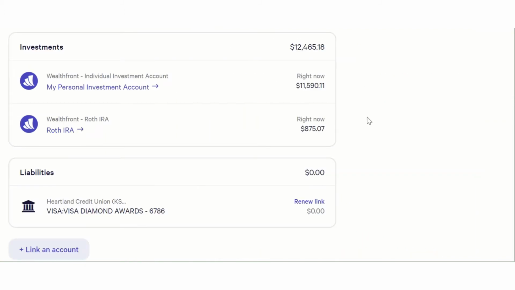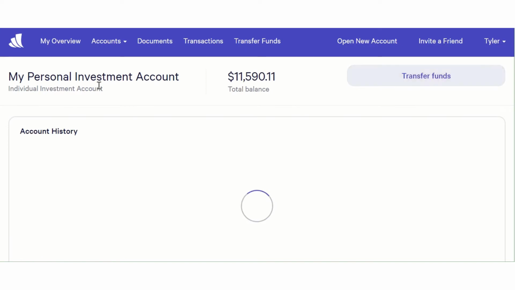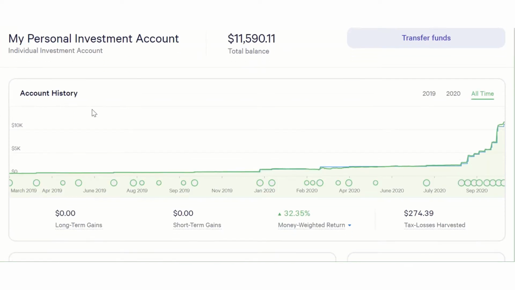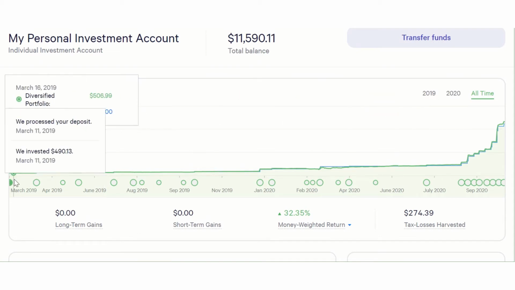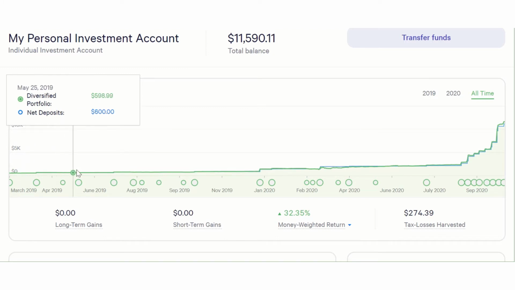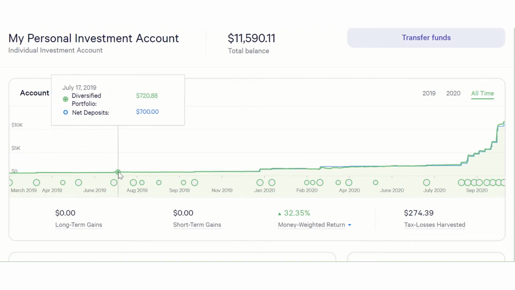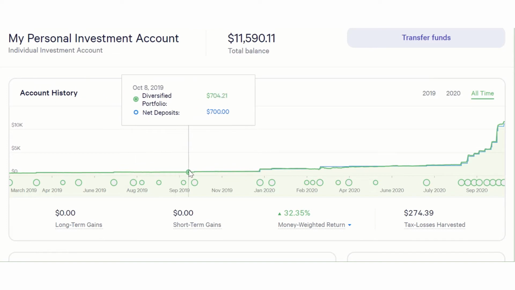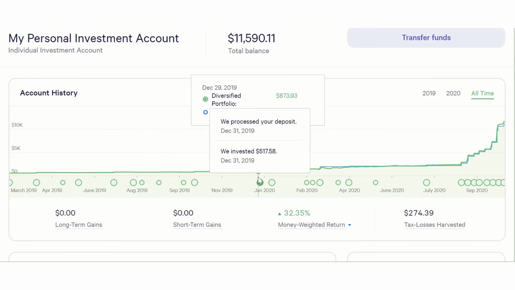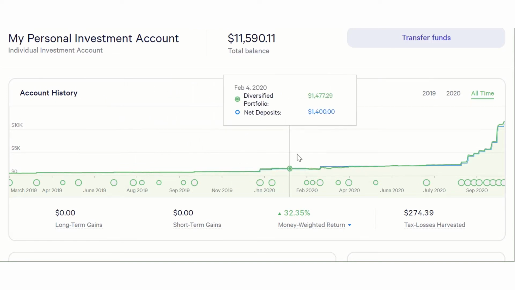What I like is the investment account. You can set it up to be either very conservative or less risk averse, so they can be more aggressive in how they are investing. And so over time, you can see how the portfolio has grown. The net deposits for a while were roughly the same, and then it started to increase more.